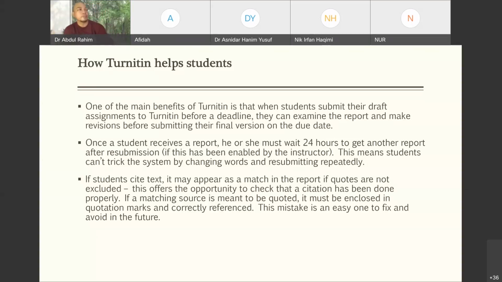grade. Okay, it depends. If the student cites text, it may appear as a match in the report if quotes are not excluded. This offers the opportunity to check that citation has been done properly. If a matching source is meant to be a quote, it must be enclosed in quotation marks and correctly referenced. Okay, this mistake is an easy way to fix and avoid in the future.